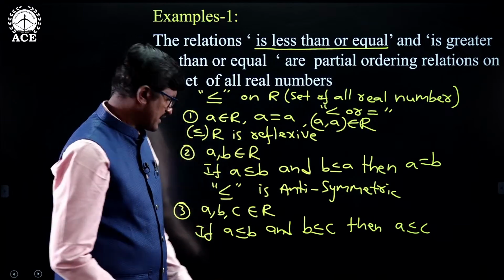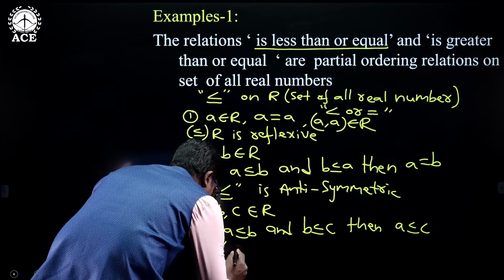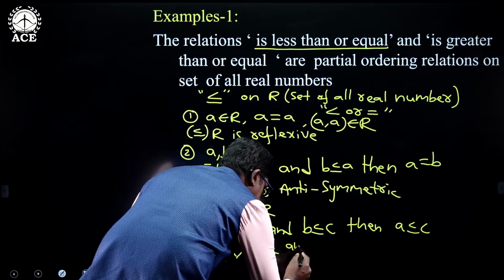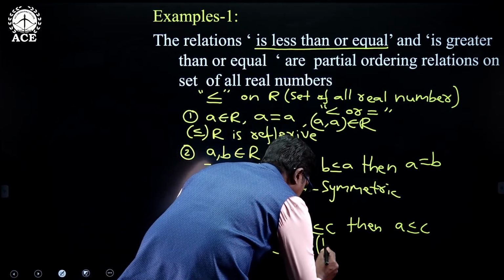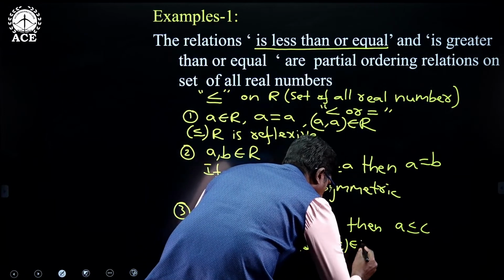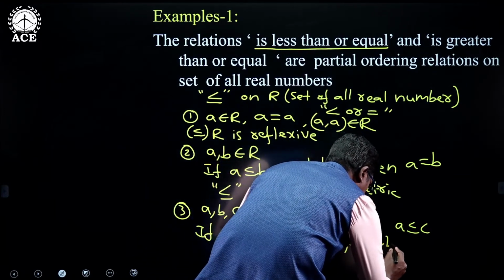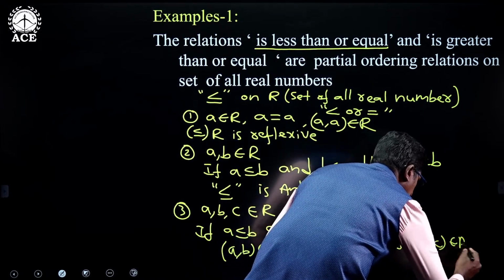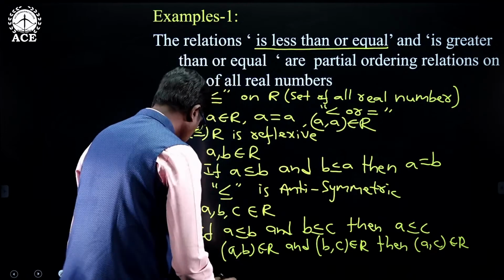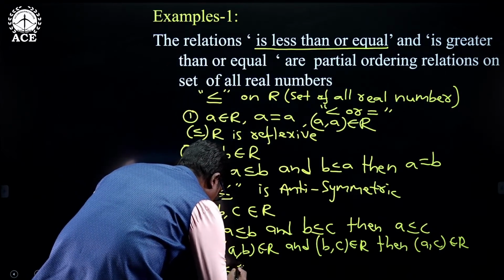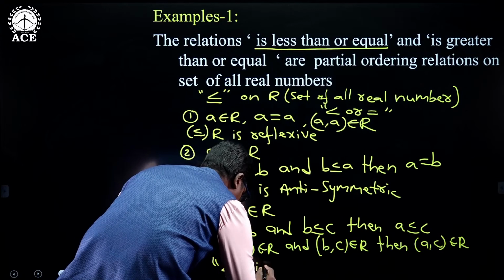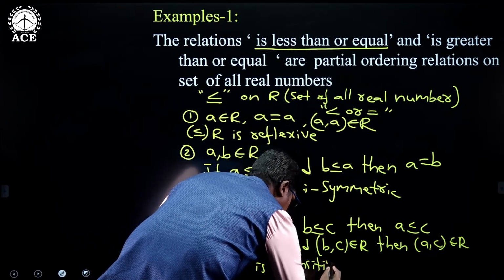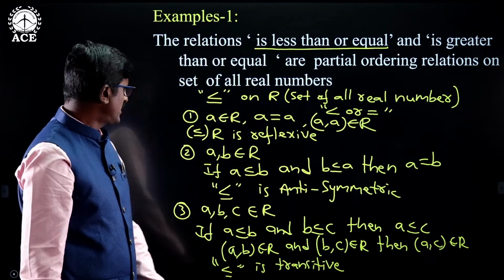If a is less than or equal to b, b is less than or equal to c, then a must be less than or equal to c, which is nothing but (a, b) belongs to R and (b, c) belongs to R, then (a, c) belongs to R. That is, the relation less than or equal to is transitive.